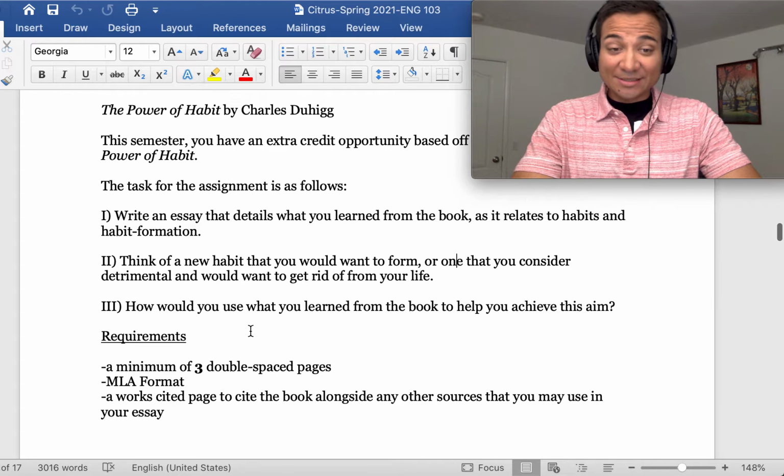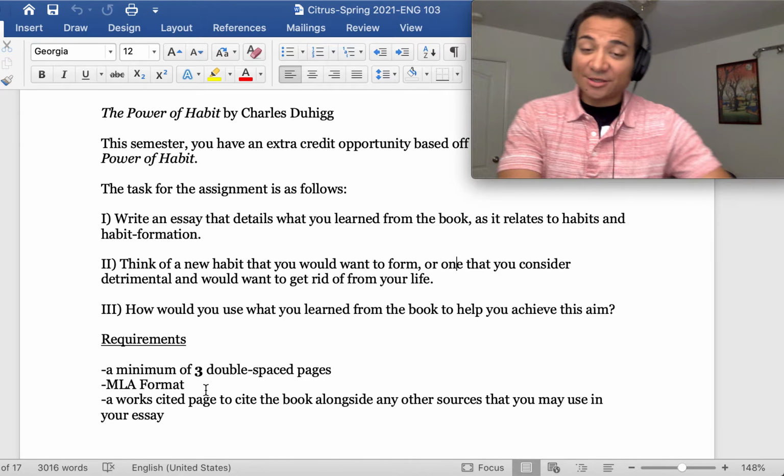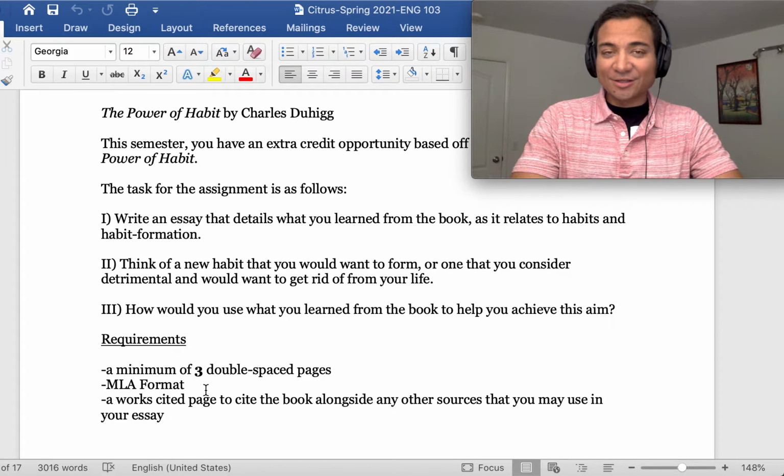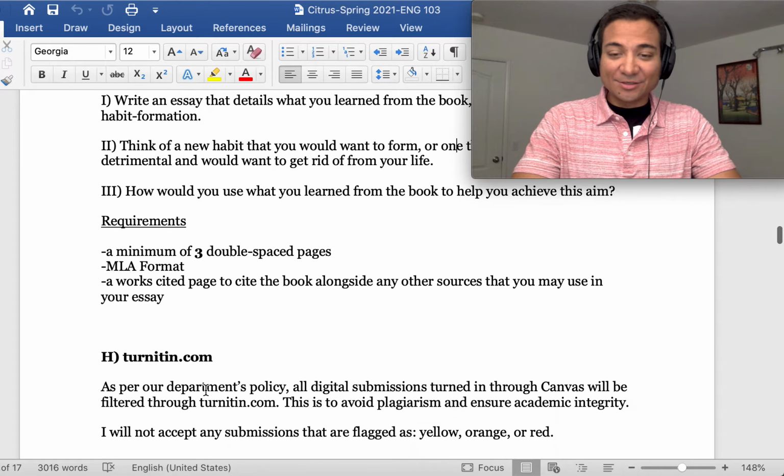And that's going to be an essay of at least 3 double-spaced pages in MLA. You're going to need a works cited page alongside the book, obviously, to cite the book. Always give credit where credit is due.